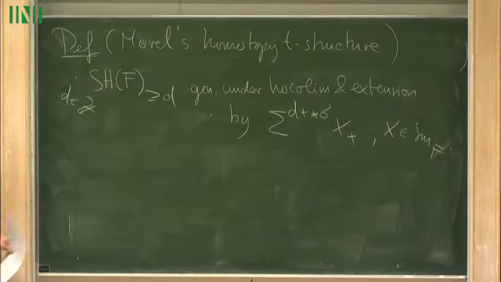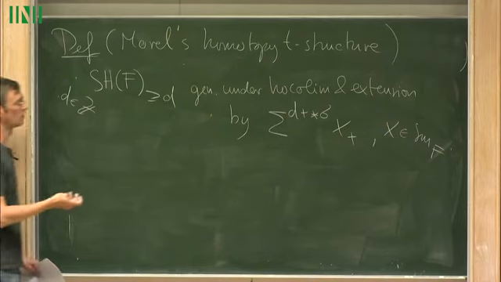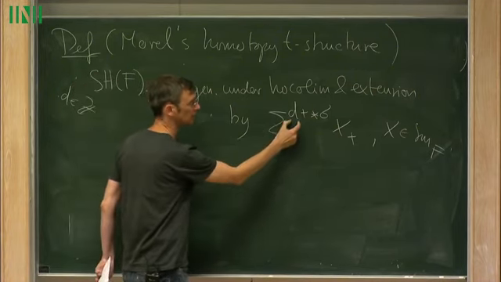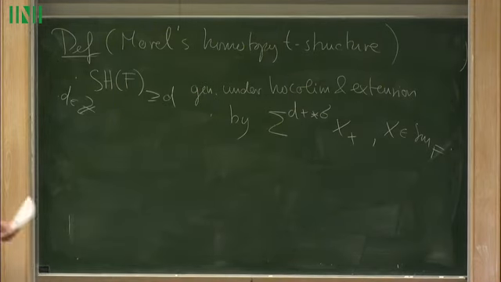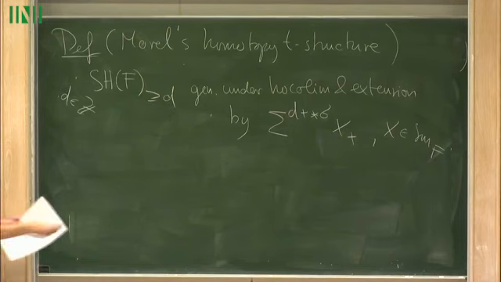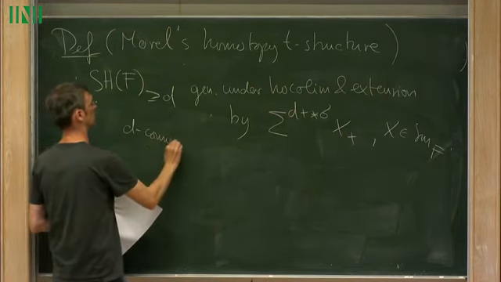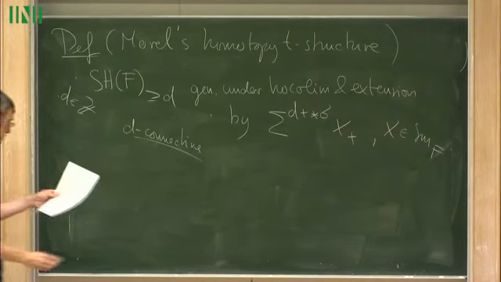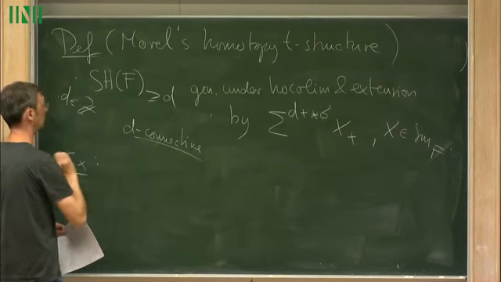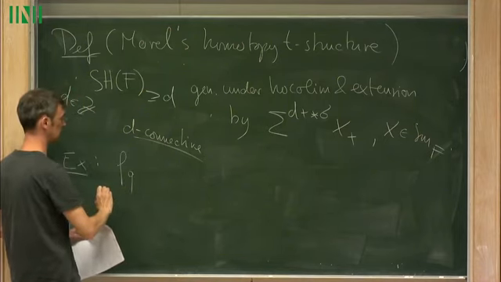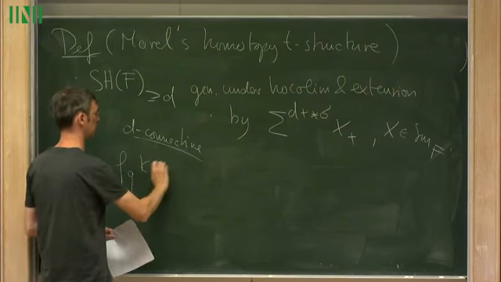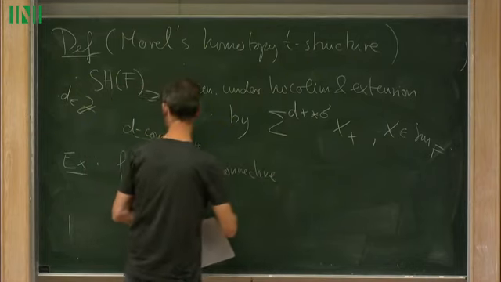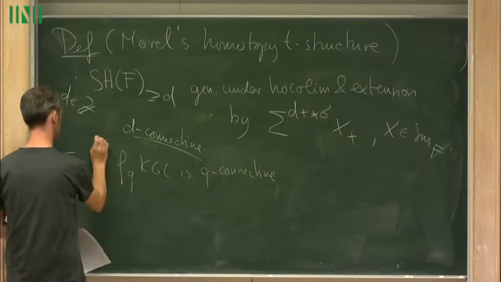A motivic spectrum is d-connective precisely if the homotopy sheaves in degree less than d, the simplicial degree, vanish. So these are d-connective. Here's an example. If you take the q-th effective cover of KGL, this is q-connective. So this holds for any q.